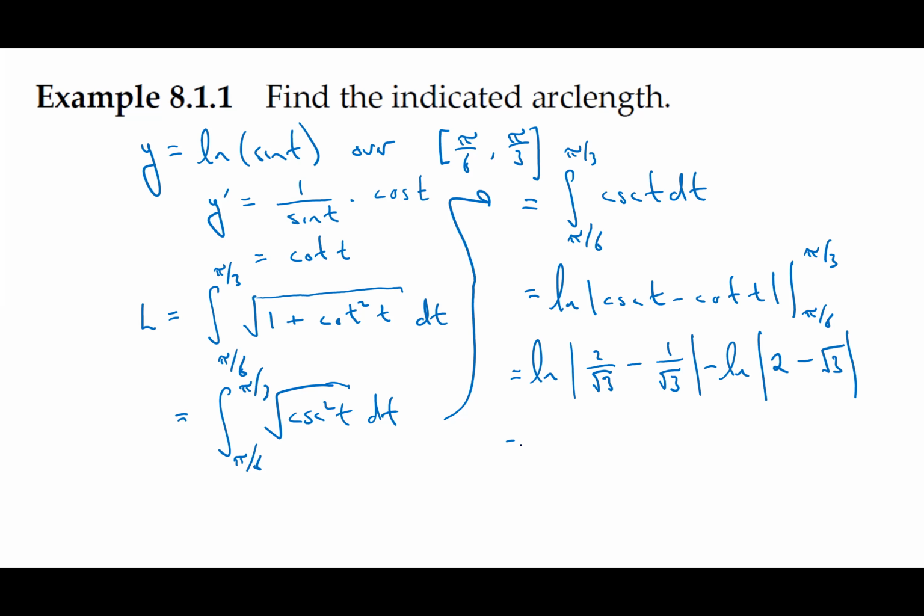And gosh, I guess we could play around with this if we want. It's going to be natural log of 1 over root 3 minus natural log of 2 minus root 3. And if you want to combine them as a quotient, you can, but that's probably good enough for us. All right.